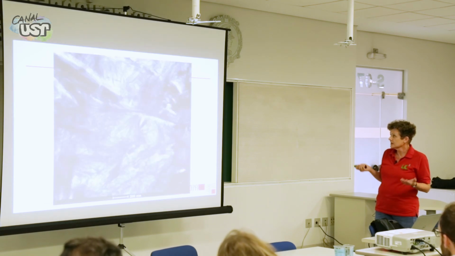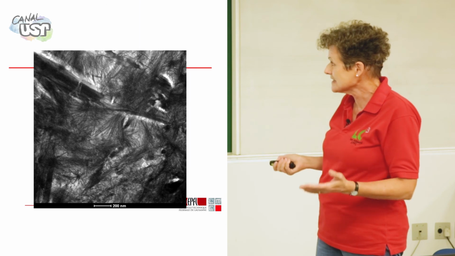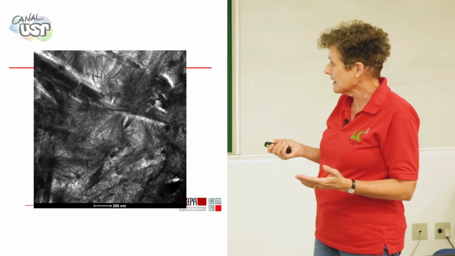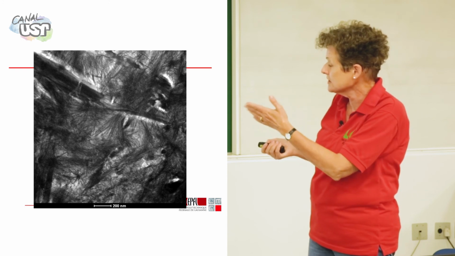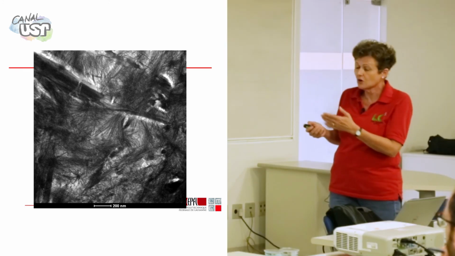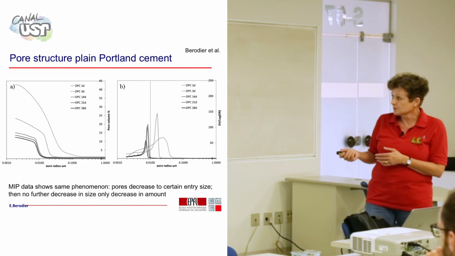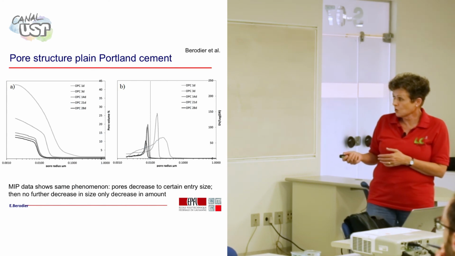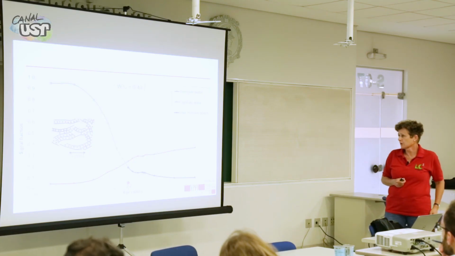And here's another TEM picture of an LC3 paste. You can see how dense it is. Nearly all the space is filled by these needles of CSH, and the water or any other infiltrating species like chloride has to go through these narrow spaces. And we can actually see the same thing by mercury intrusion porosimetry. I'm going to speak more about that in the second half of the lecture, but we can see the same thing. This pore entry size becomes smaller and smaller, and then after a certain point it stops. So that was the capillary population.